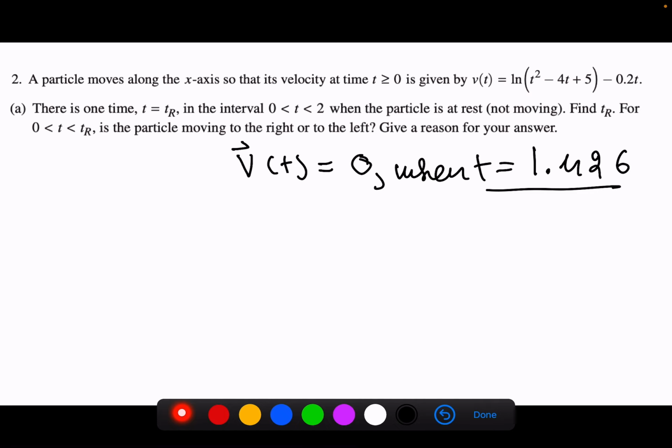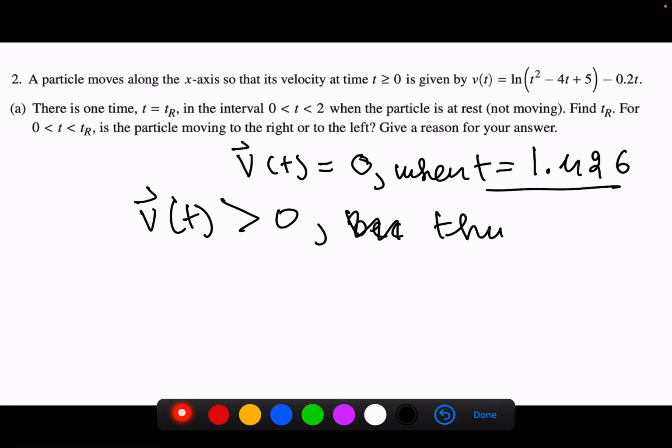If the particle is moving to the right, that would mean that the velocity is positive, so it's greater than 0. And is that the case in this interval? And the answer is yes, because the velocity is positive, thus moving to the right. That's what we can say.